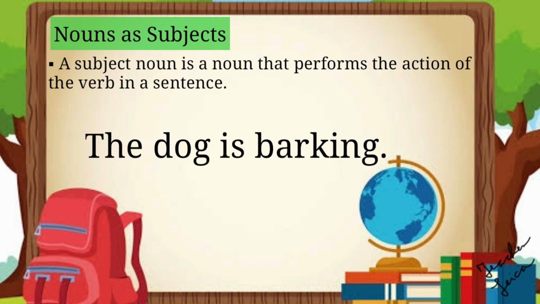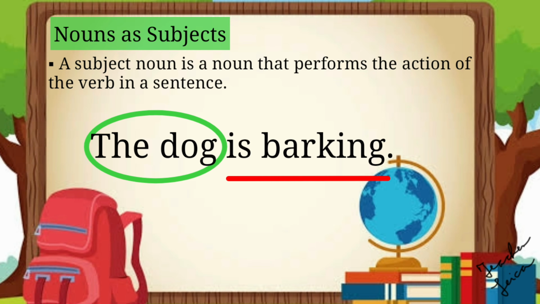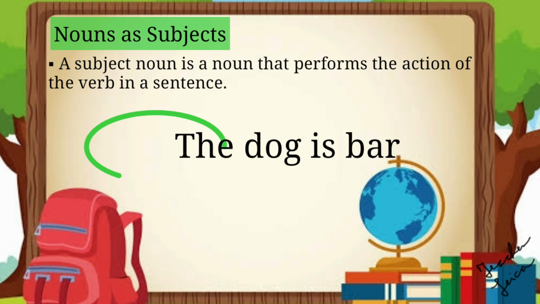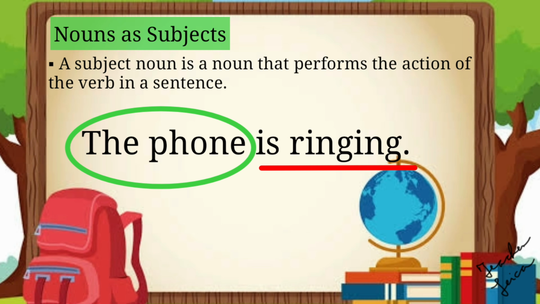Another example. The dog is barking. Who is barking? The dog is an animal which performed as the subject in this sentence. So the subject is the dog. The phone is ringing. What is ringing? The phone. The phone is a thing which is used as a subject noun in this sentence.